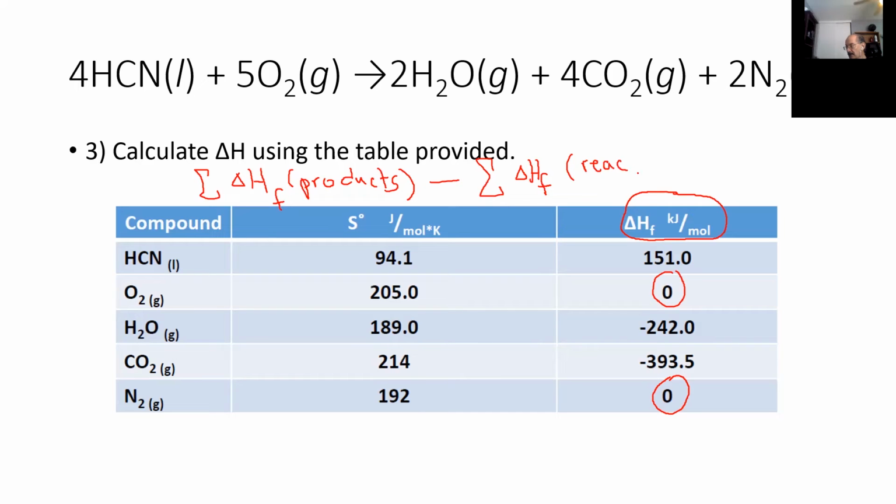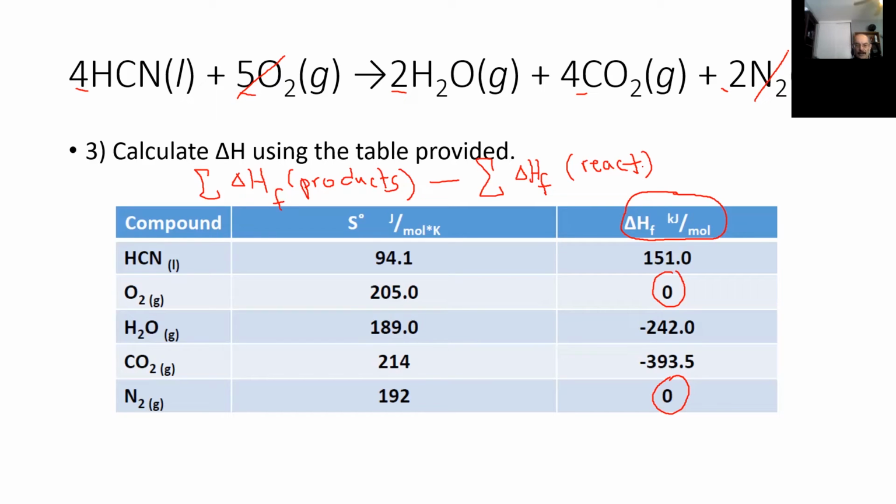I'm going to give you a few seconds and you can do that yourselves. I don't have the answer with me, but I'll let you work on that. And same as before, be careful with the coefficients. Obviously, in this case, we don't really care about the oxygen and we don't care about the nitrogen because those are going to be zero. So it's only the water and the CO2 and the HCN.